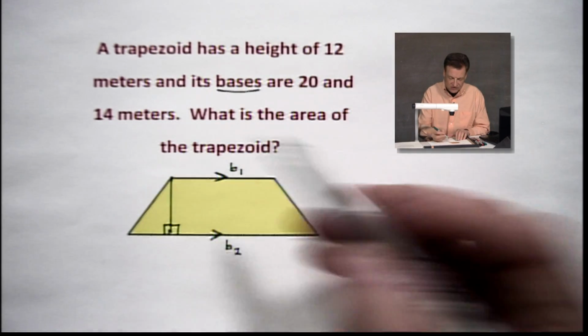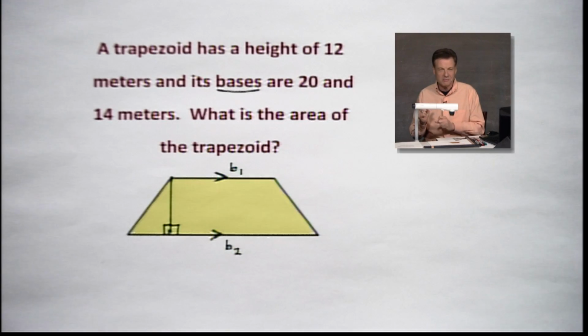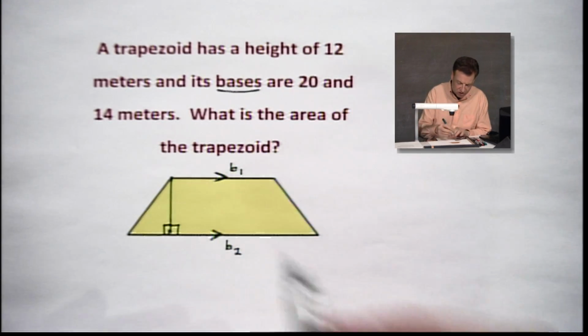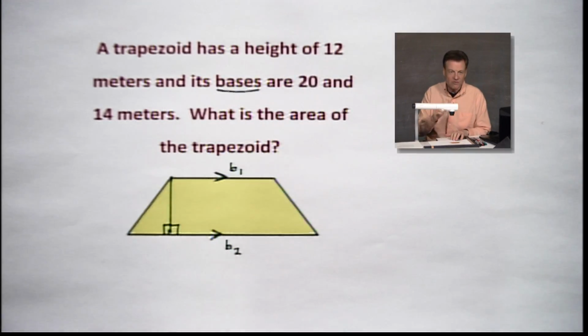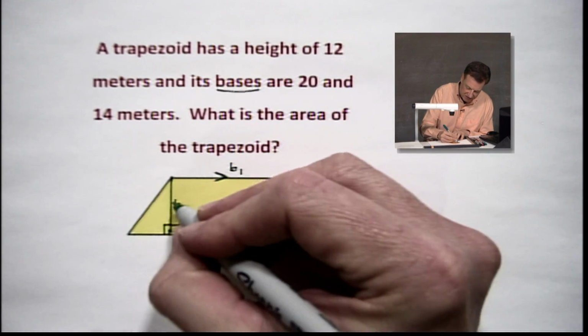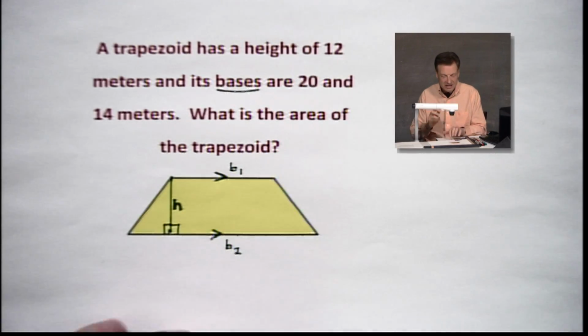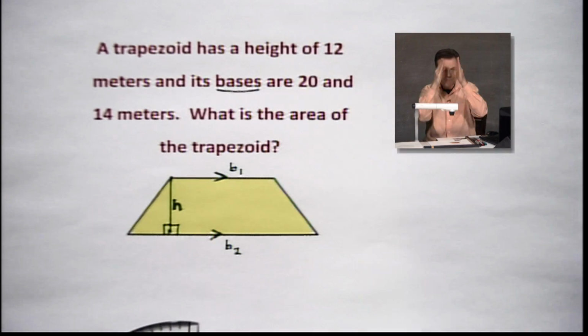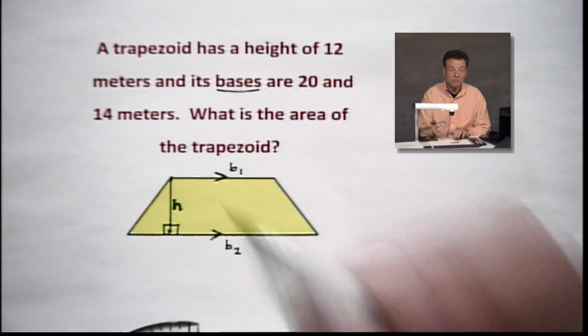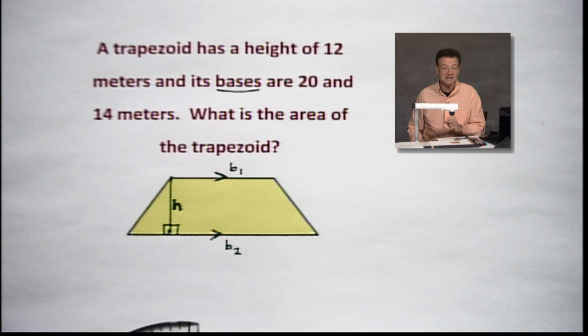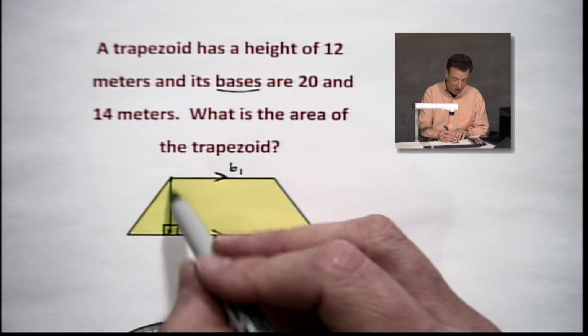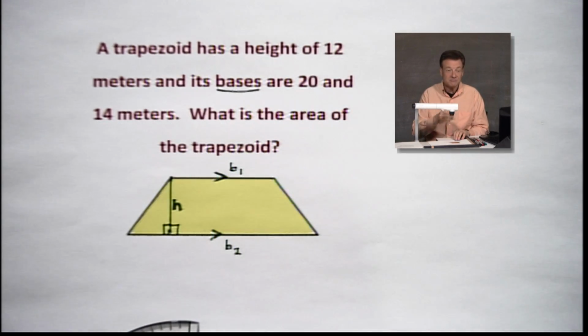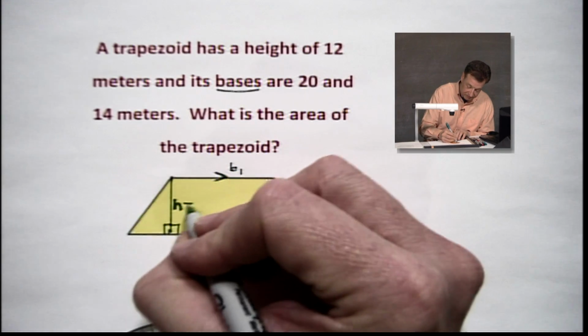These are not heights. These are just legs of the trapezoid. We call them legs. They have different measurements. But that little vertical segment will be our height. Basically, it's going from base to base, making a right angle with both bases. That's the idea. How long is it? However far it is between those. In this case, it's going to be 12.